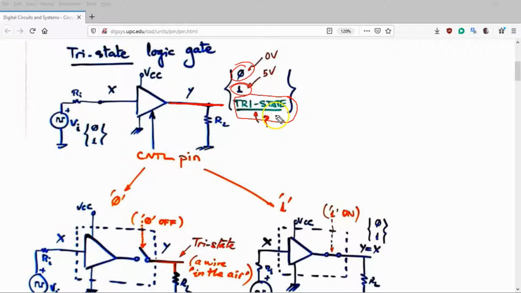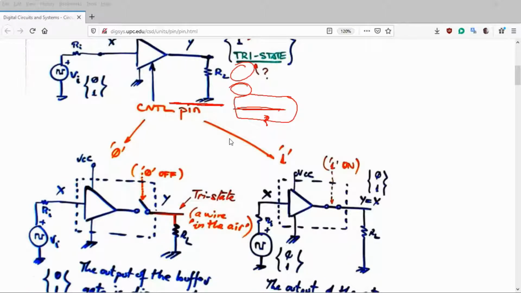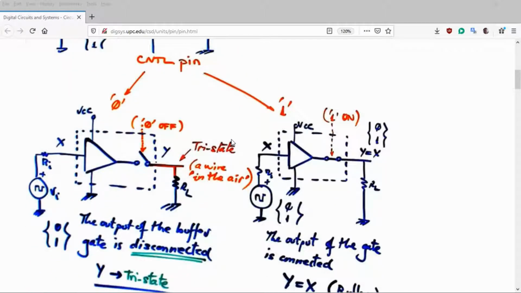It's unpredictable. No one knows what kind of voltage is in this wire if it is kept in this third state. And how is it possible to imagine such a gate? Well, because we have this idea here. Look at this. If the control pin happens to be 0, if this is what you've got in your control pin, 0, the gate becomes a normal gate.